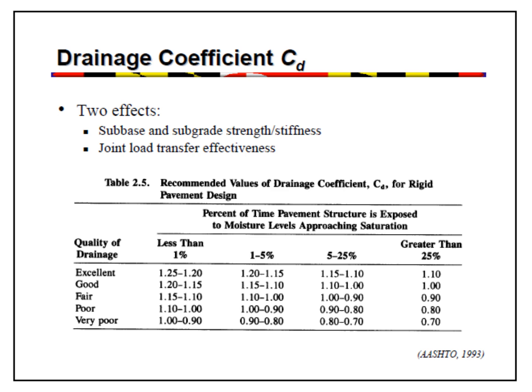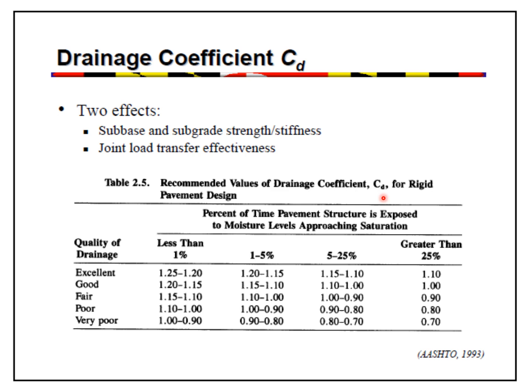Well, in this particular slide, you can see the drainage coefficient. So two effects: subbase and subgrade strength or stiffness, and joint load transfer effectiveness. Due to saturation, we are having these two effects. We have already seen this type of table in the case of flexible pavement, but here we are using the symbol C sub D, and in flexible pavement we use the symbol M sub I.